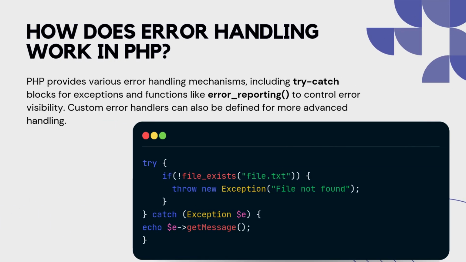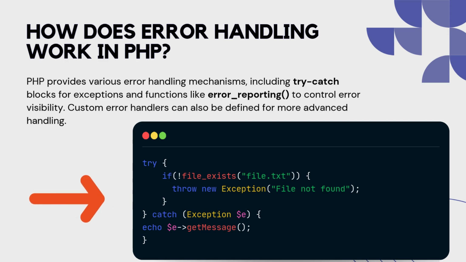How does error handling work in PHP? PHP provides various error handling mechanisms, including try-catch blocks for exceptions and functions like error_reporting to control error visibility. Custom error handlers can also be defined for more advanced handling. Let's look at the example code.